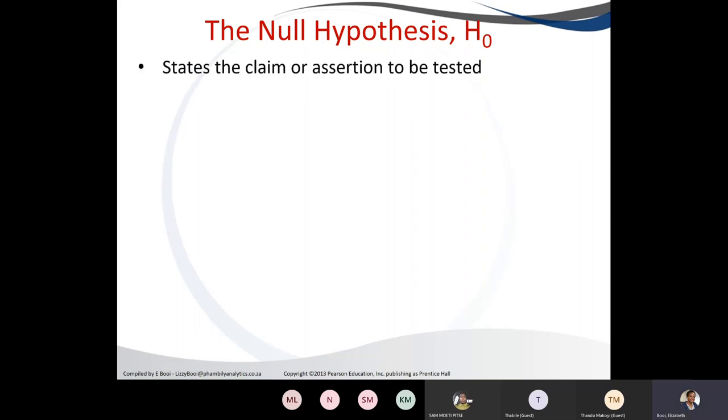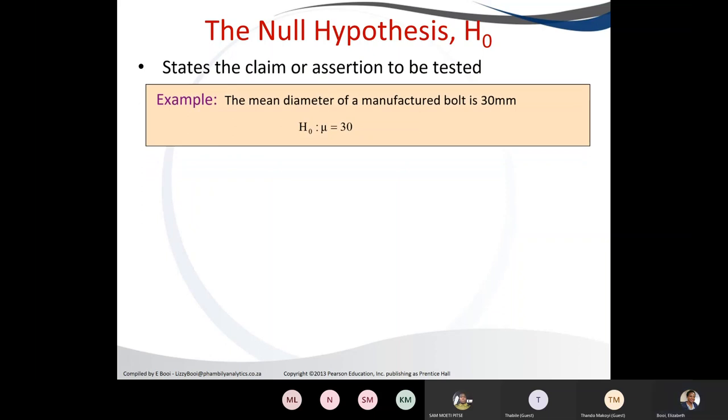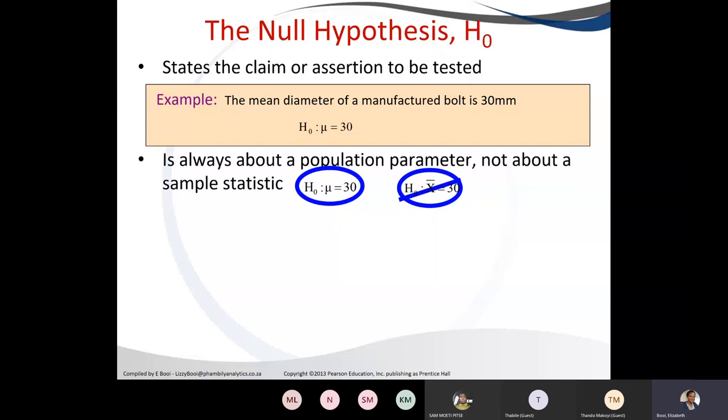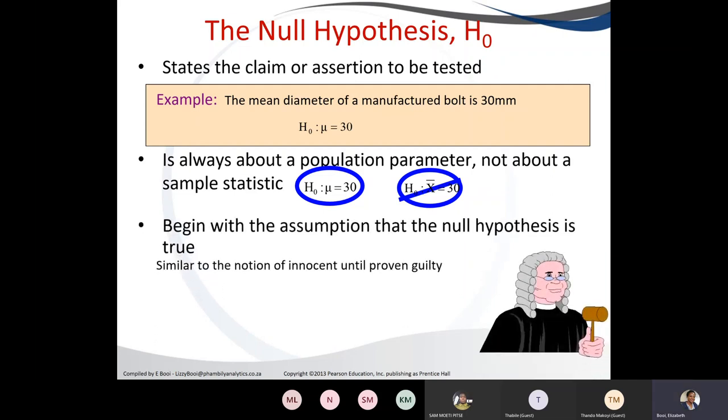Like, for example, if your claim for your hypothesis testing, if we want to claim that it is bigger than the null hypothesis, oh gosh, what am I talking about? Maybe today I am very drunk.